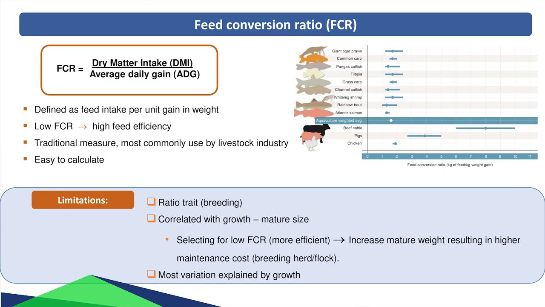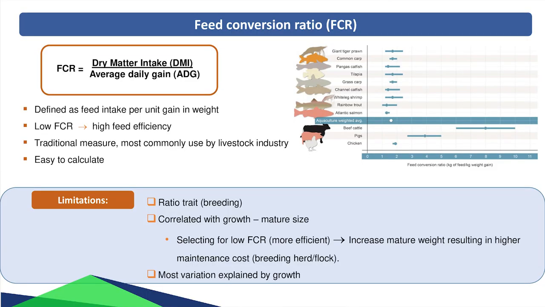But it has limitations, particularly from the animal breeding point of view. One is that it is a ratio trait, and I don't know if you know, but usually breeders don't like ratio traits to be included for the estimation of breeding values. It is also correlated with growth, and the variation is basically explained by growth. That has implications: selecting for low feed conversion ratio tends to increase the mature weight as a genetic response. And that has two consequences. One is higher carcass weight.